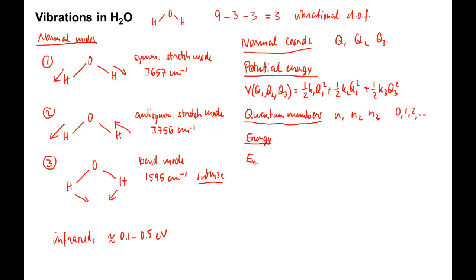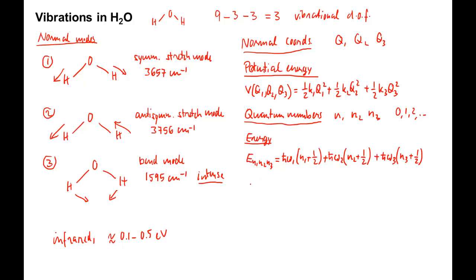So, E of n1, n2, n3 equals h bar omega 1 times n1 plus 1/2, plus h bar omega 2 times n2 plus 1/2, plus finally h bar omega 3 times n3 plus 1/2. This is for a general eigenstate.